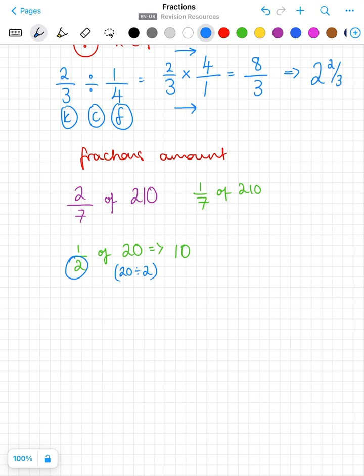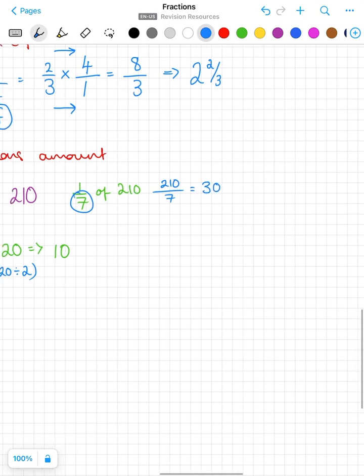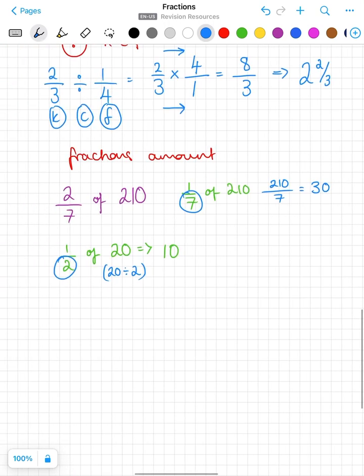So that then reminds us that if you are finding 1/7 of something, or 1/5, all we're doing is dividing by this. So that's 210 divided by 7. So how many 7's into 21? That's 3. Add on that 0. So if 1/7 is 30, that's to say that 2/7, you have 2 of those, is 60.